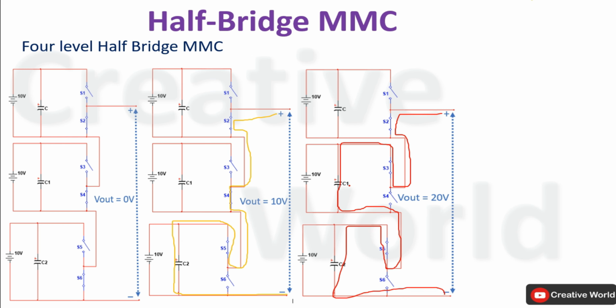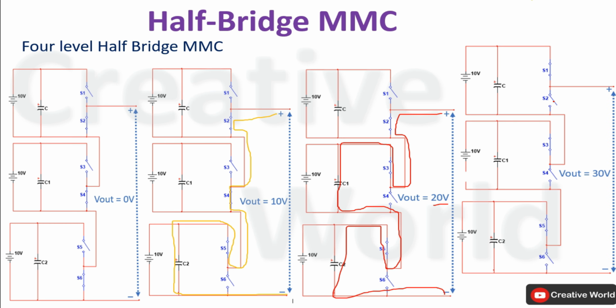At this stage, we are getting 2 capacitors connected in series, so their voltages will be added together. The sum of these 2 capacitor voltages will be appearing across these terminals, 20 volt, because both of these are connected across a 10 volt source. Move towards the fourth level of voltage. In this case, this switch is also opened, so the path will be formed this way.